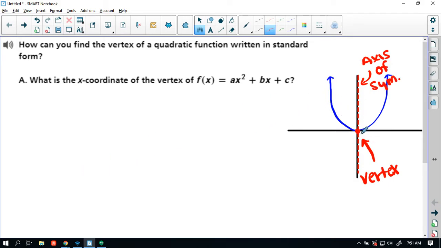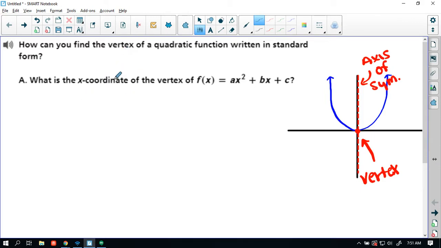And so that vertex is an actual very important point. It tells us the minimum or maximum of our parabola, it tells us where the axis of symmetry is, and it can tell us how this parabola has been transformed, going left or right, up or down. So there's a lot for our vertex. So let's start this one.